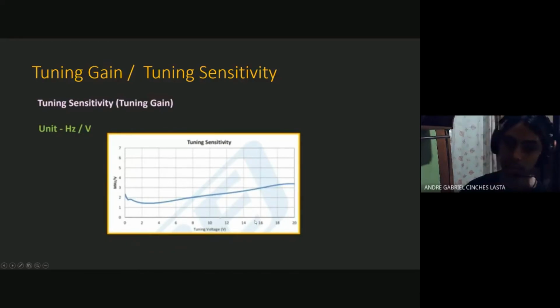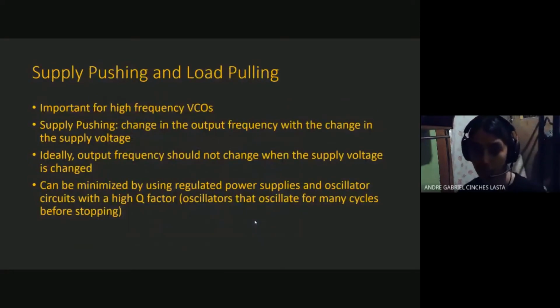Next, we have the supply pushing and load pulling. Now, this is very important for high frequency VCOs. Supply pushing is defined as the change in the output frequency with the change in the supply voltage. Ideally, the output frequency should not change when the supply voltage is changed, but in practice, this is not the case. So we want to eliminate that. This can be minimized by using regulated power supplies and oscillator circuits with a high Q factor. These are oscillators that can oscillate for many cycles before stopping. So it just means higher stability.